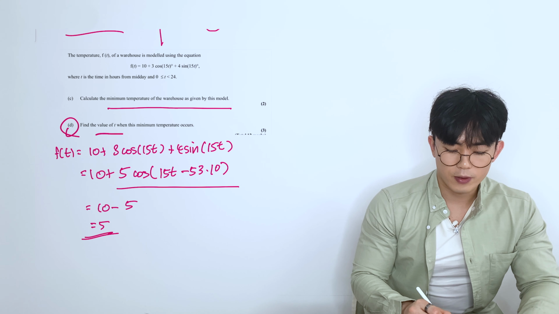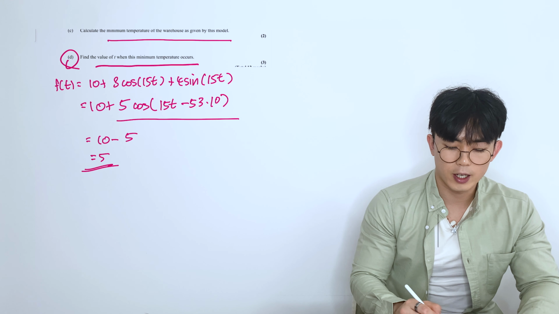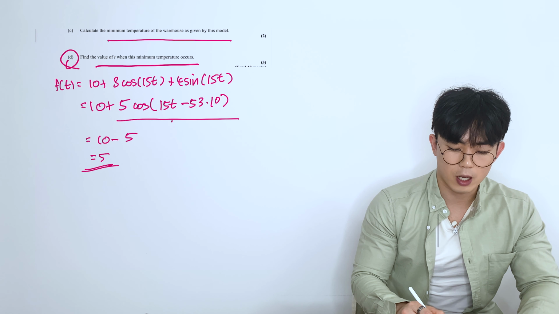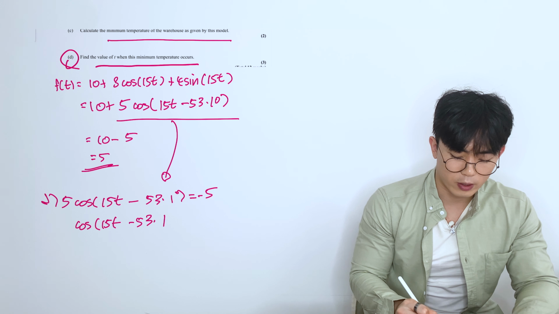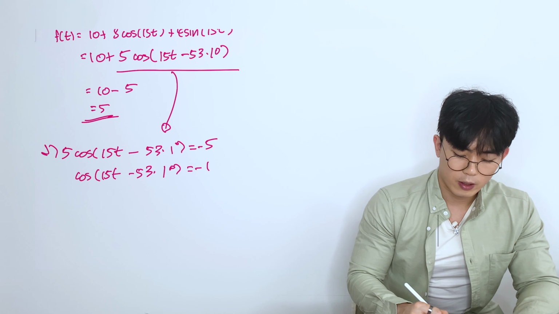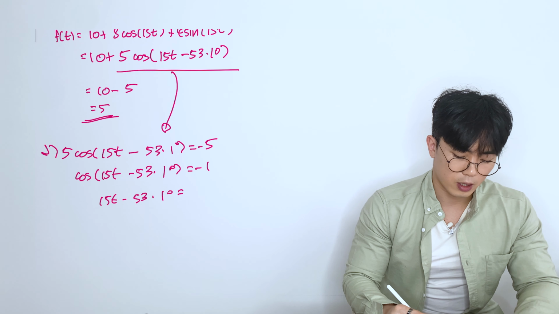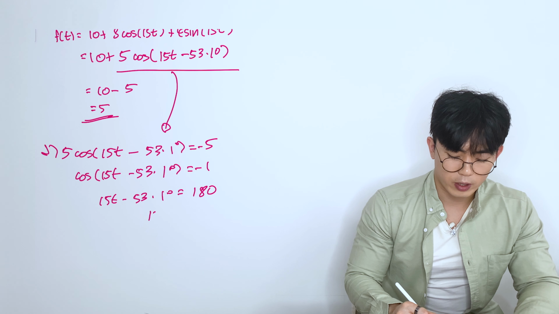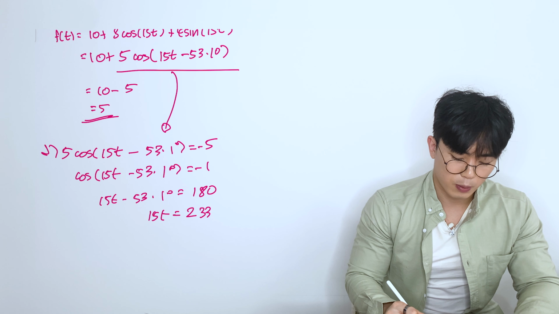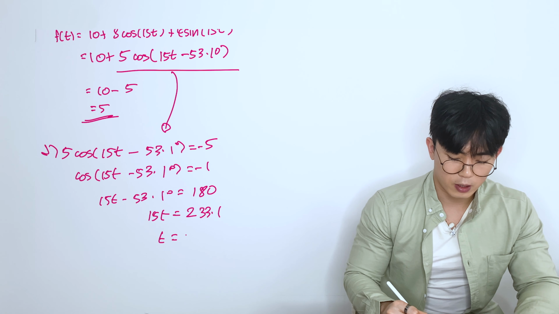Part D, find the value of t for when this minimum temperature occurs. So it occurs when this term here is equal to negative 5, right? So I just need to find that t value for when it's equal to negative 5. And it's just a matter of solving for t. So this should be fairly simple. Because cos(15t minus 53.1 degrees) is equal to minus 1. So 15t minus 53.1 is equal to 180. So 15t is 233.1. t will be 233.1 divided by 15. So that's the time when the minimum occurs.